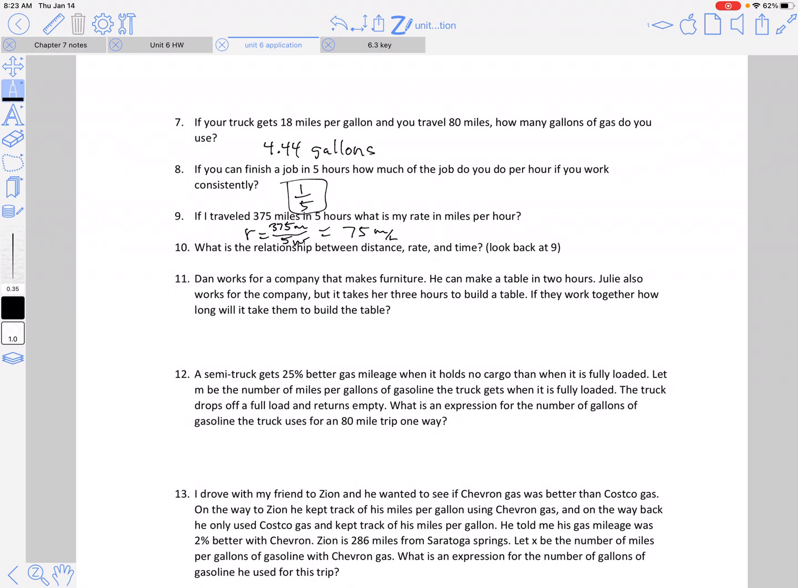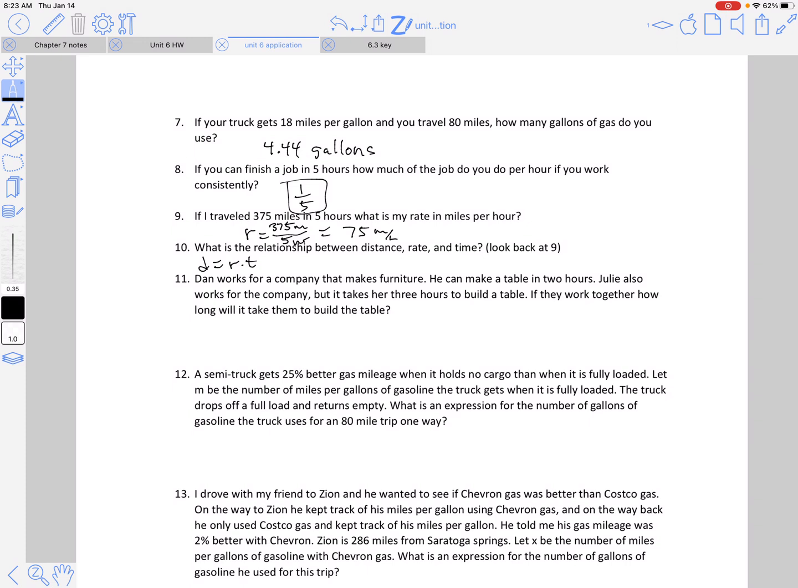So 10, what is the relationship between distance, rate, and time? You've probably heard this before. Distance equals rate times time. We haven't looked at that yet. So 9 has nothing to do with finding a distance, right? We already had our distance.